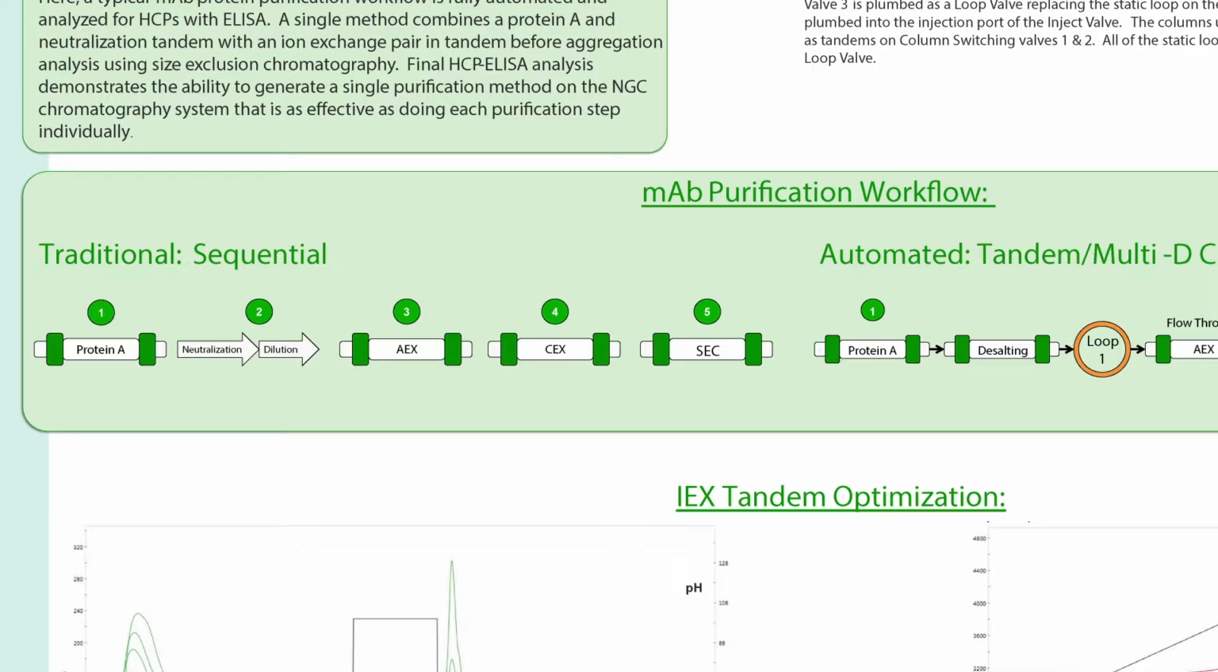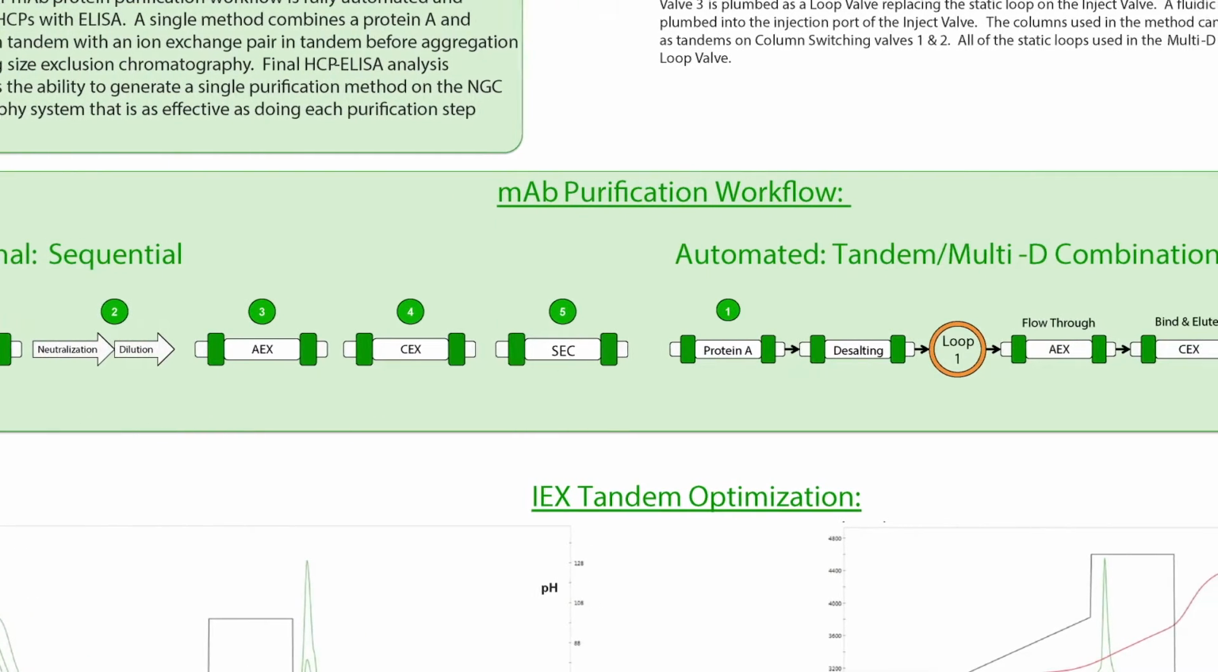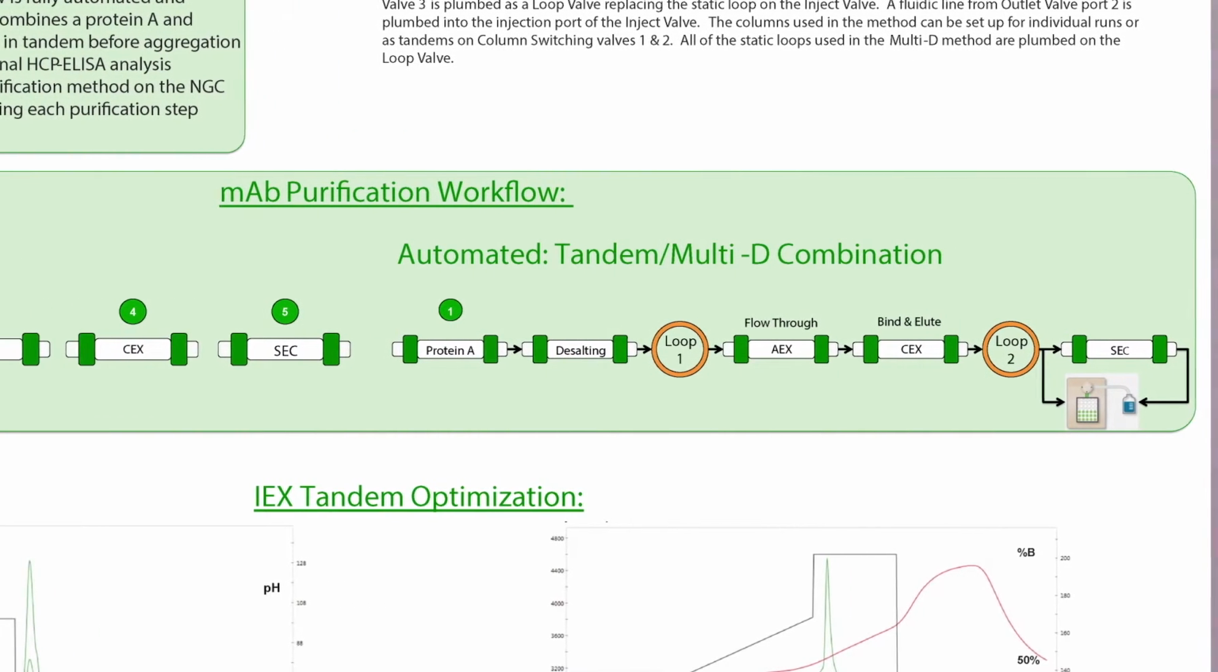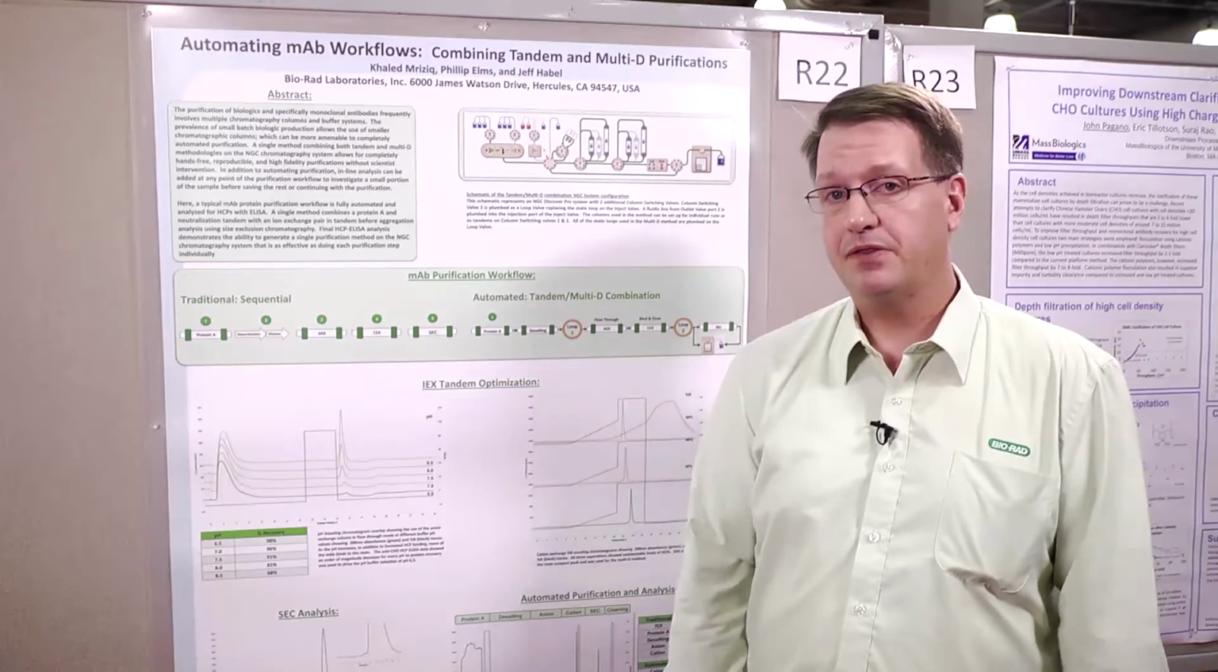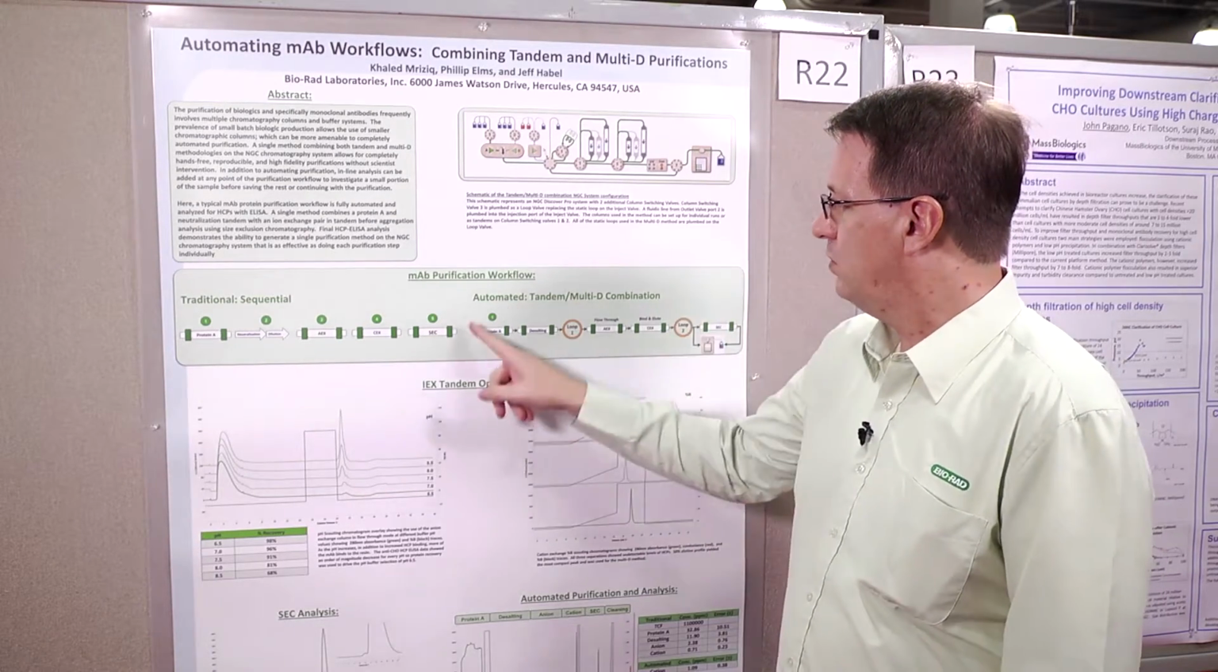What we've managed to do in this application is take this entire workflow and automate the entire process. So we still do the protein A. Desalting takes the place of our neutralization, so it's instantly neutralized. Then we store that in a loop, and that loop goes through an anion exchange column, again in flow-through mode, and then directly onto the cation exchange column and bind in elute. When we elute off the cation exchange, again, we go into a second loop for storage, and then a small portion of that volume is sent through analytical SEC for analysis, and the rest from the loop is just sent to the fraction collector.